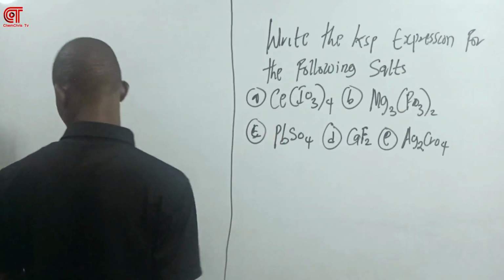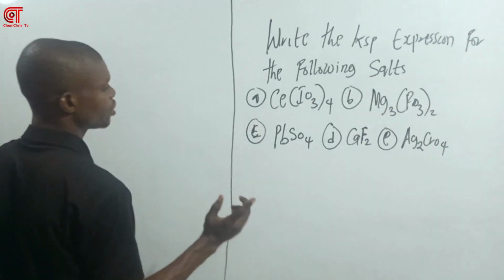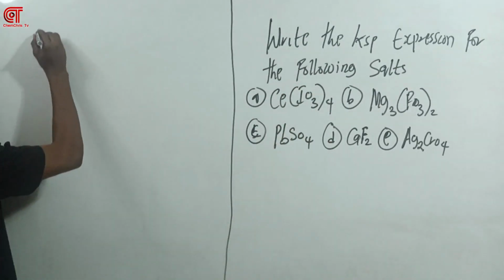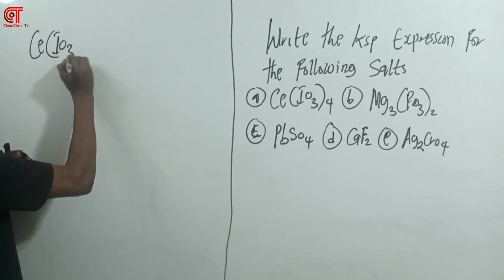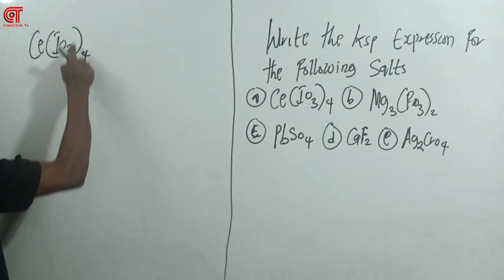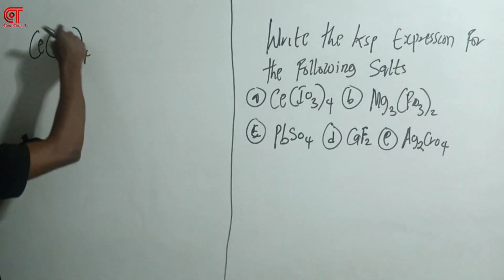So now let's take the first one here. So the first one is what? So look at the first one here. So you have Ce(IO3) for here. So remember, whenever you see a parenthesis like a bracket enclosed on the line, the whole of this one is going to be what?